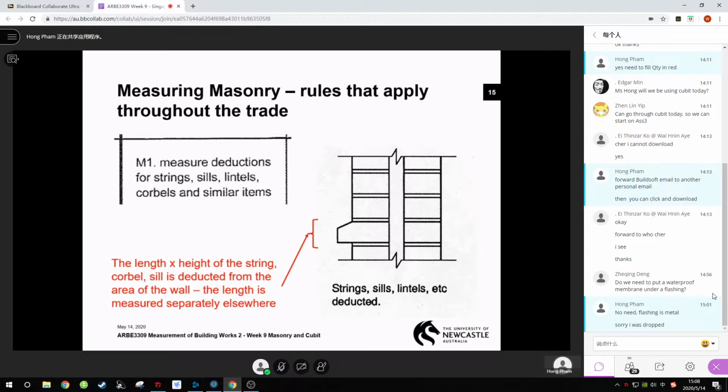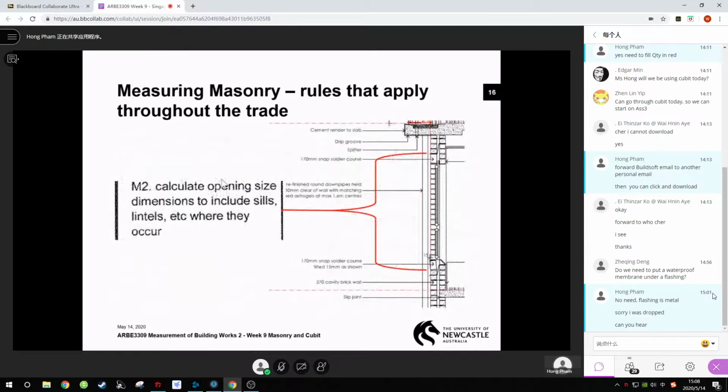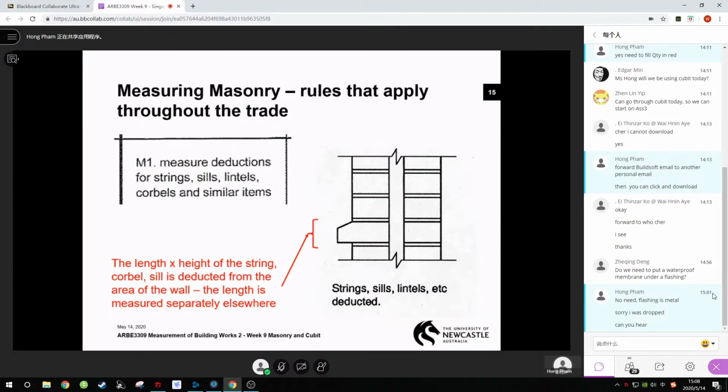Because it's not the full 230 height, it's off at 170, so we call it snapped. Well, why don't they just say cut off brick? But we use the term snapped. I guess bricklaying is a very old trade.